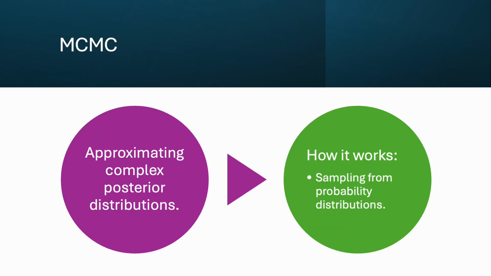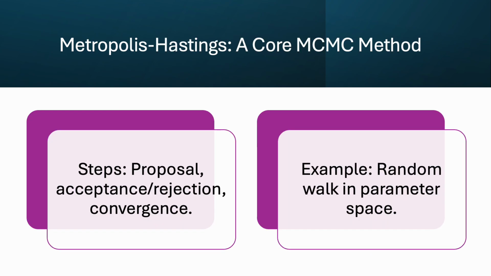MCMC, we have done extensive discussions on MCMC. It is approximating complex posterior distributions, how it works, sampling from probability distributions, as we discussed earlier. The Metropolis Hastings, a core MCMC method. The steps are proposal, acceptance or rejection, and convergence. Example is random walk in parameter space.